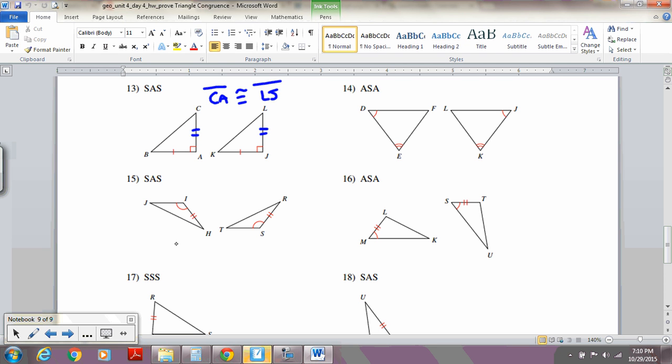Number 15, they want us to use side angle side as well. Again, the angle has to be between the two given sides. So that means on this triangle here, we would need JI, and on this triangle here, we would need TS. I didn't mean to put two tallies, but you get the picture. I put too many lines on that.